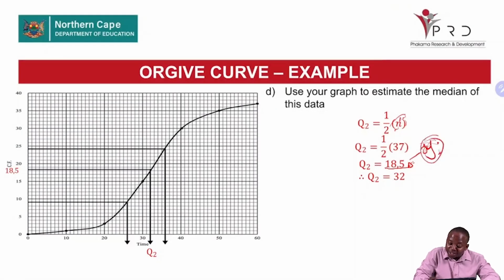So how do we find the x value? We take this y value and extend it to the x. So this is how much? 18,5. We found 18,5 here. We extend it across, and where it meets the graph, we stop. We draw a perpendicular line straight down to the horizontal axis.